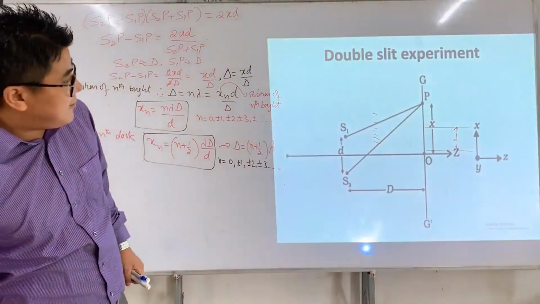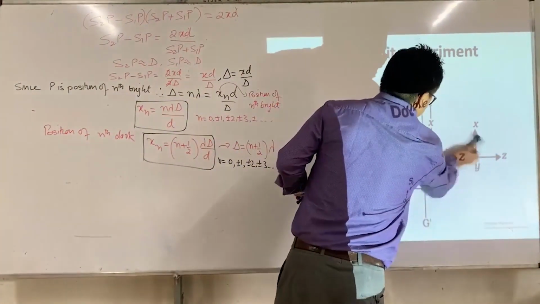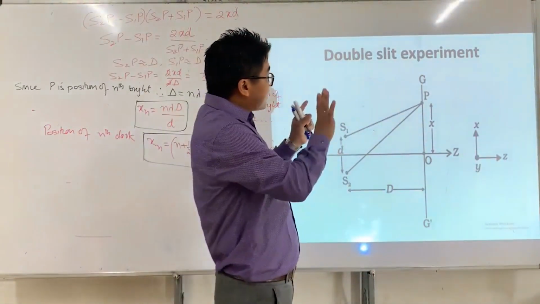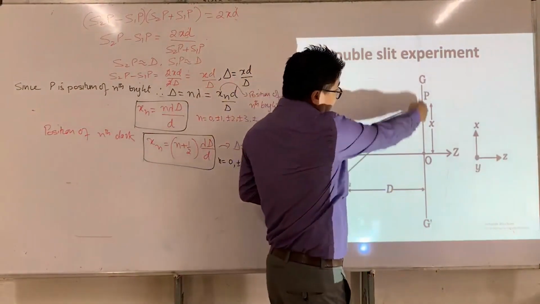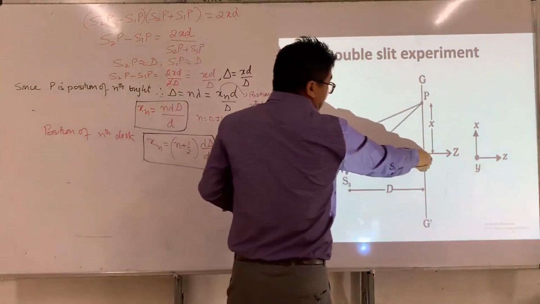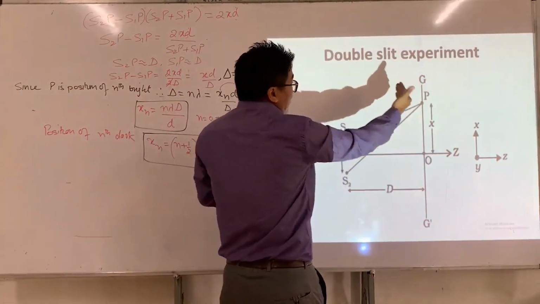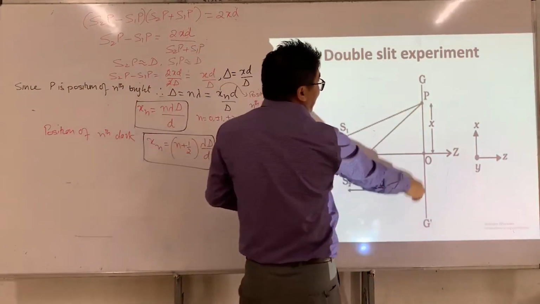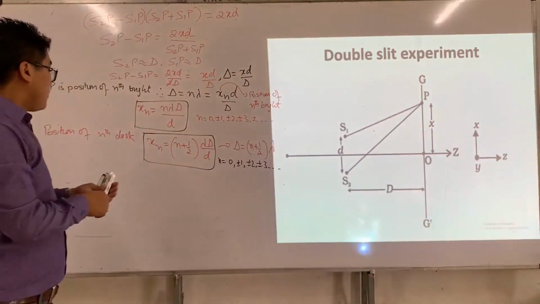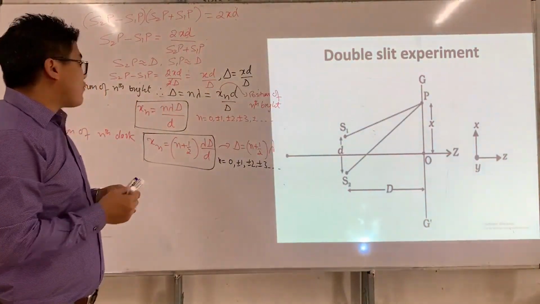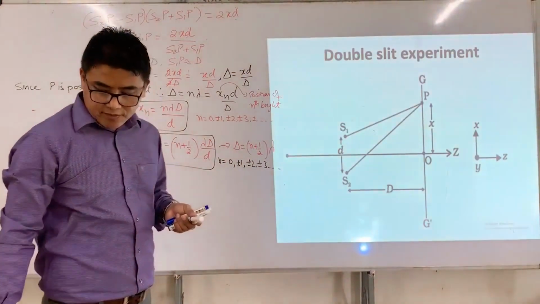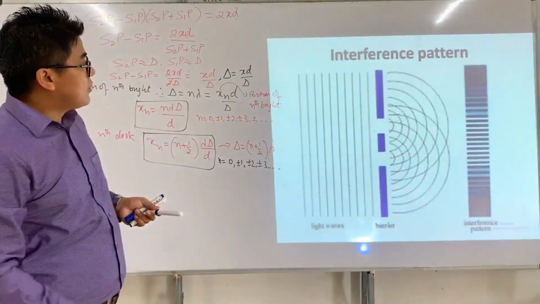So this is what we have: the position of n dark and n bright. Again, I told you that the screen is on an xy plane. So this is x, and this is along the z axis and y is this, and the central point is lying on G prime. Now what we would like to do is find out the fringe width.